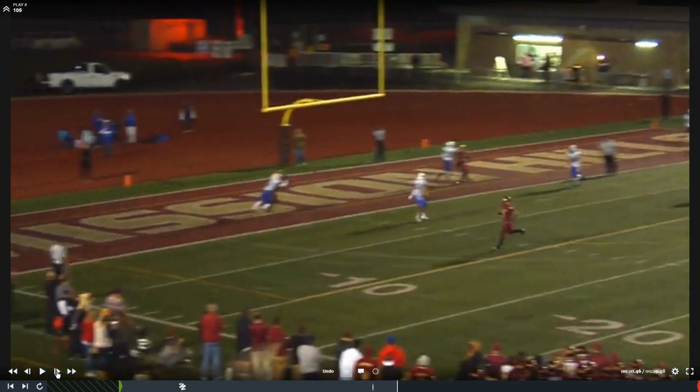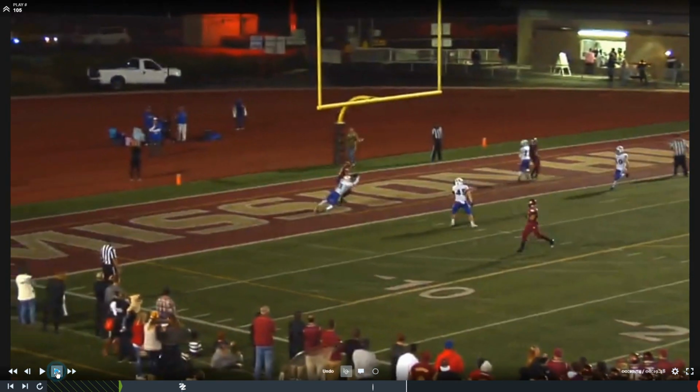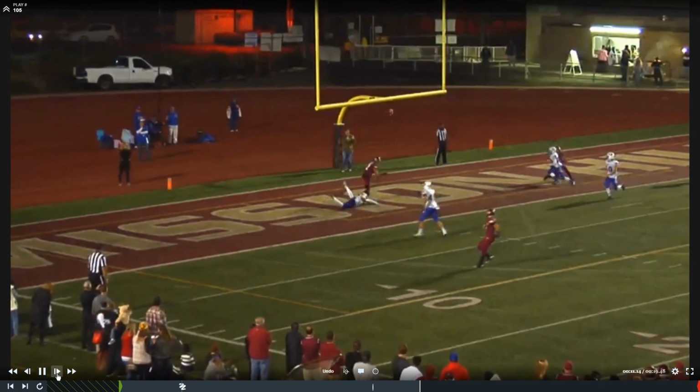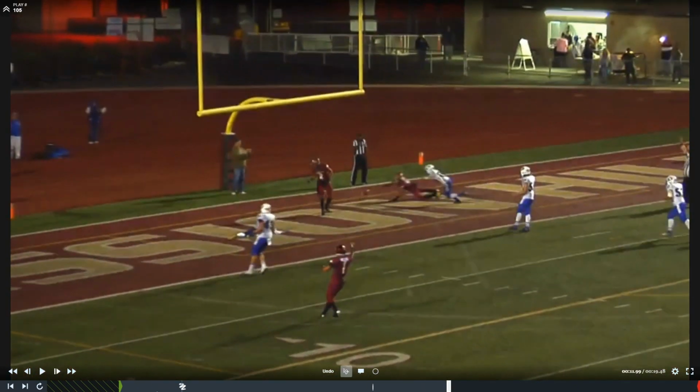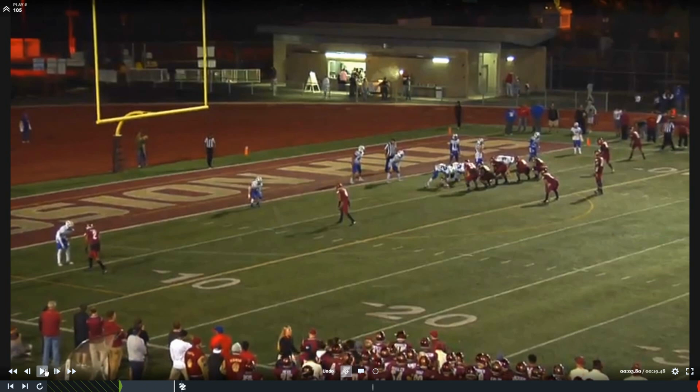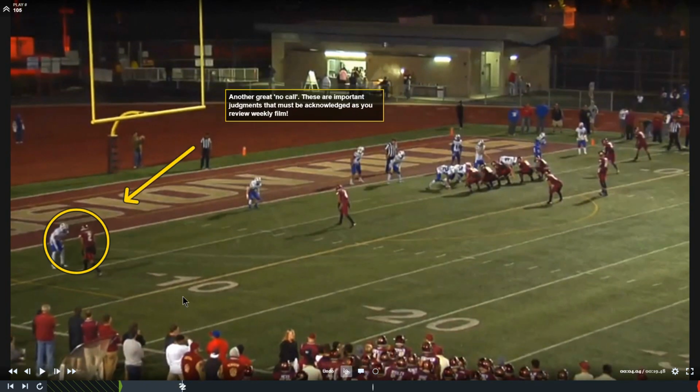Now, it's difficult to see. I know this is fuzzy, but it looks to me like that is a pretty clean play. I don't see a hand on the back of the receiver. I think it's a great no call. Steve put his comment up at the beginning here. Another great no call. Got to watch our weekly film, right? So, I agree. That's a no call. Let's move on to the next one.